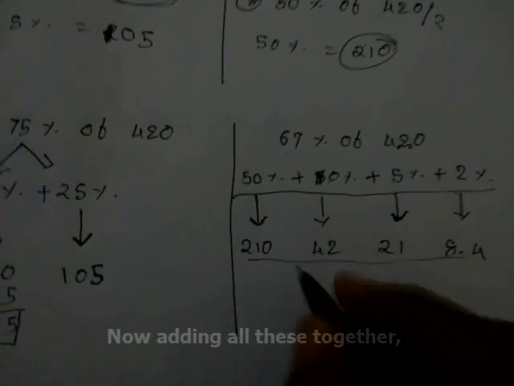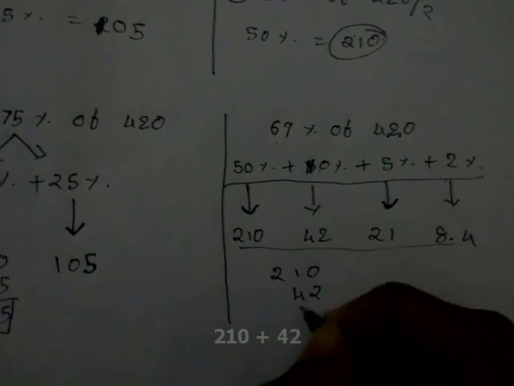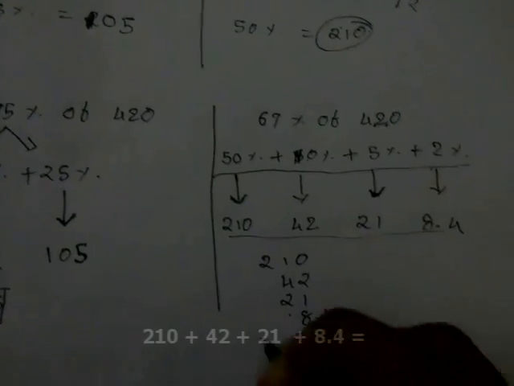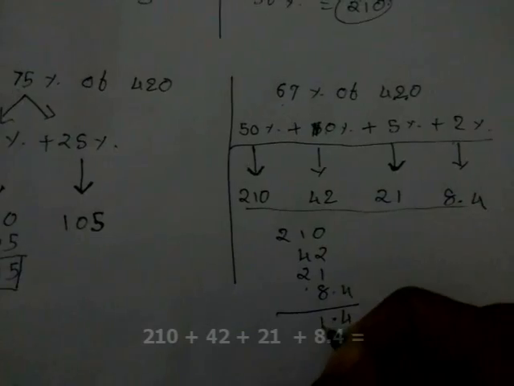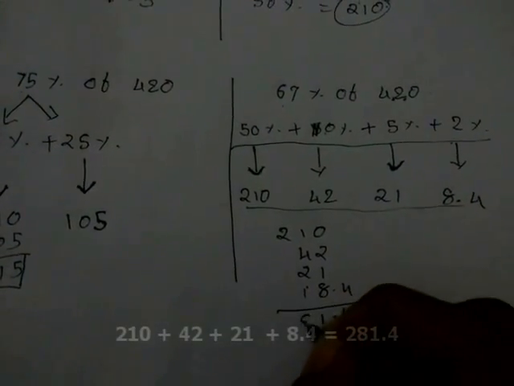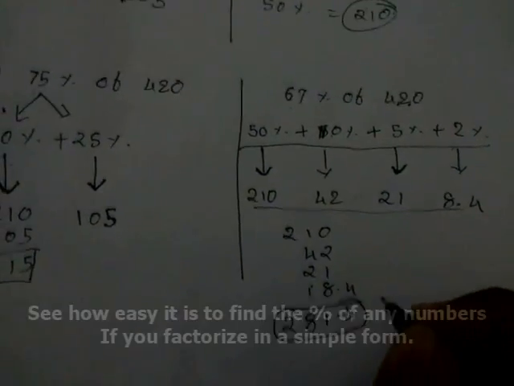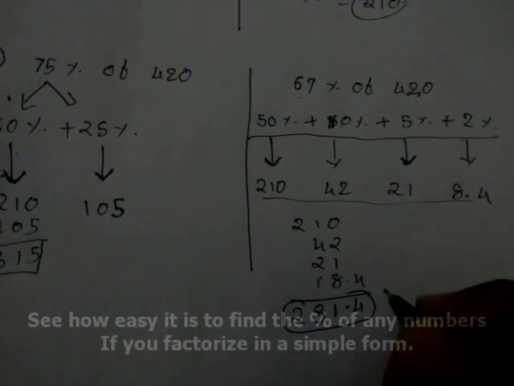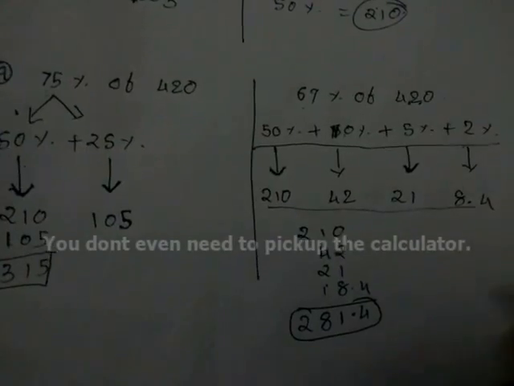Now adding all this together, 210, 42, 21, 8.4, 4, 819, 211, carry 1, 4 to 6, 6 to 8 and 2. See how easy it is to find out the percentage if you break it down in a simple form. You don't need to even pick up the calculator.